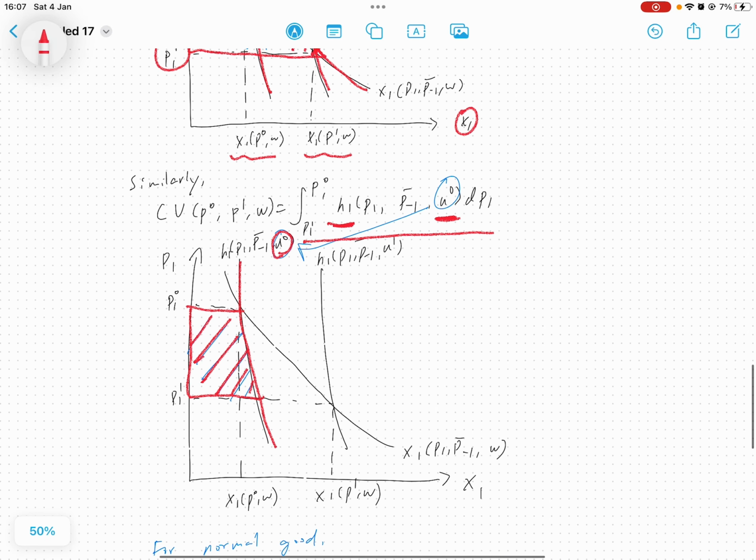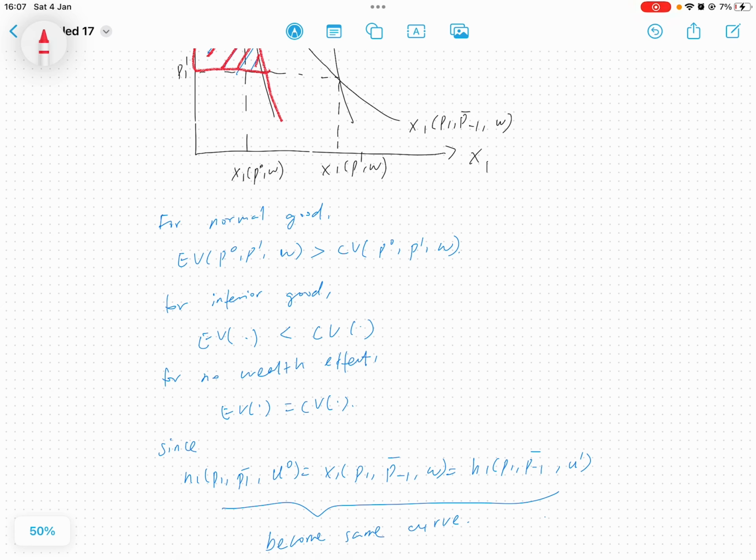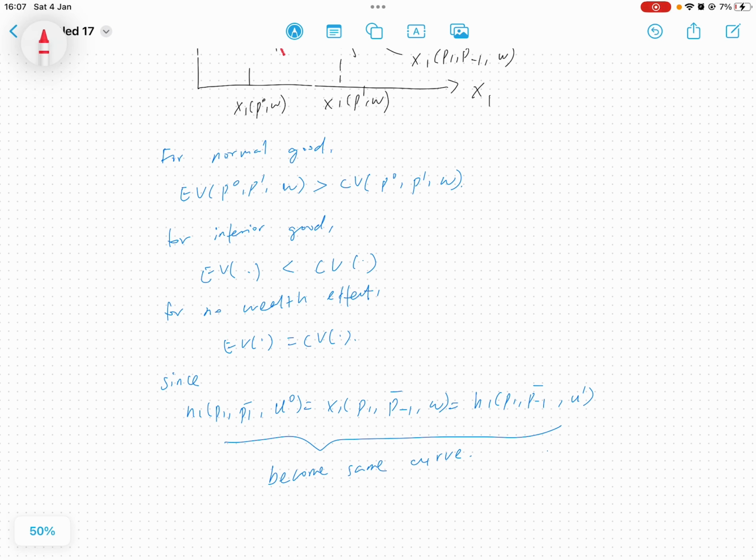We mentioned in the beginning that sometimes CV is bigger than EV, sometimes it's the other way around, and sometimes they're equal to each other. Essentially, for a normal good, EV will be strictly greater than CV. For an inferior good, we're talking about the price change for P1, and it'll be the other way around, so CV will be smaller. If there's no wealth effect, those two will be the same. You can have a look at the textbook or try it by yourself to further prove this, and there will be no difficulty.